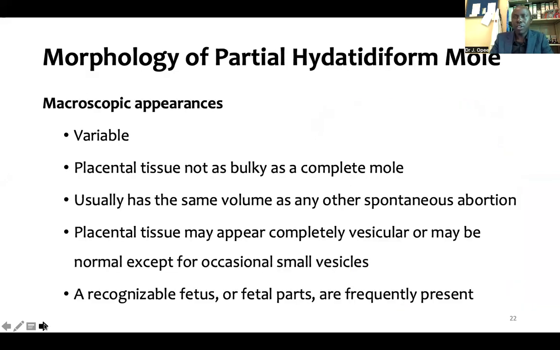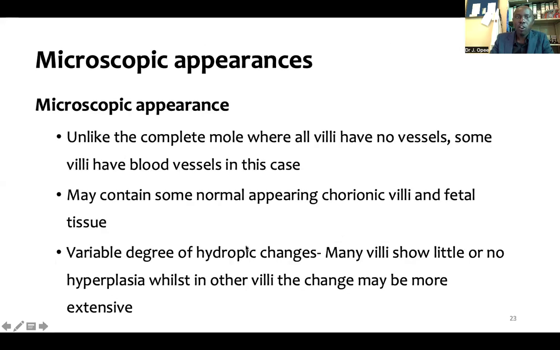So for partial hydatidiform mole, macroscopically, they are variable. We said there could be placental tissue, there could be fetal tissues that are present, but sometimes the fetal tissues may not be present. And that's why we encourage that all the time when you have done evacuation, take this tissue for pathology to diagnose, to say this is partial, this is complete. Others are obvious. The complete hydatidiform mole may be obvious, even the partial, but still, pathologists are required to make the diagnosis.